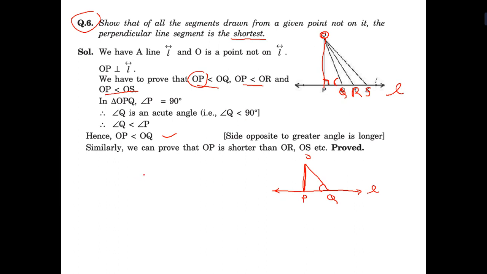Same thing we can also write in triangle OPR. Here again it is an acute angle. So OP is again less than OR because P is 90 degrees. That way we have explained it, and exercise 7.4 is completed.